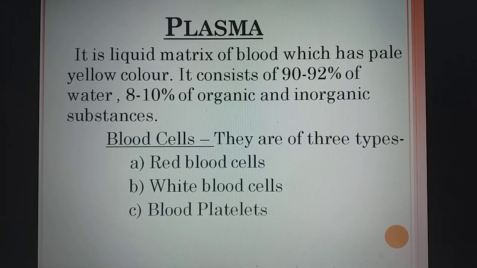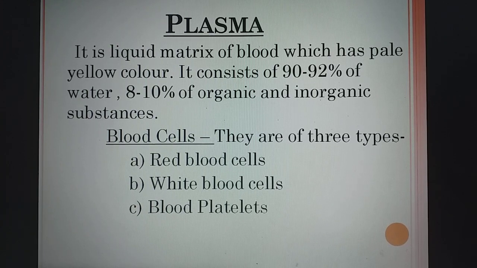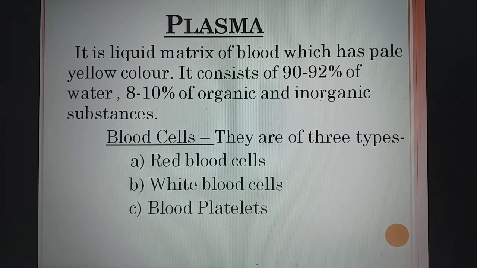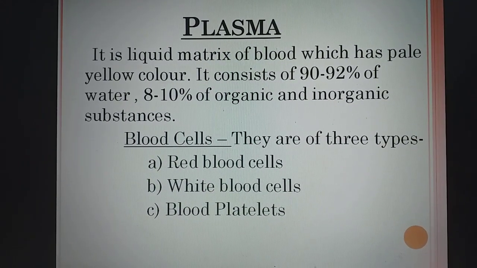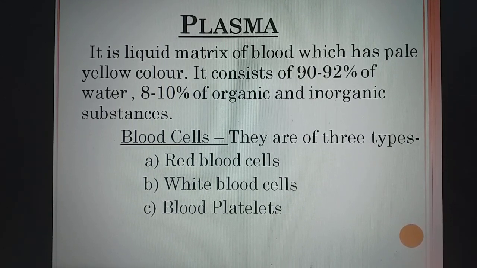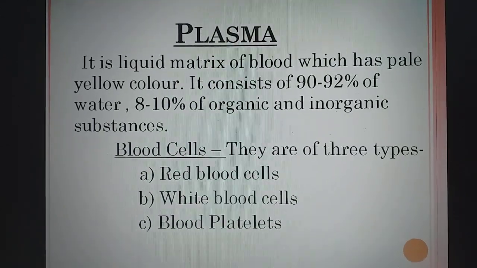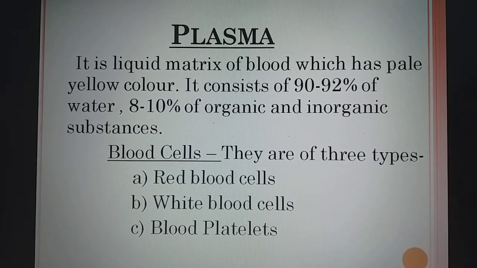First is plasma. Plasma is the liquid matrix of blood, which has a pale yellow color. It consists of 90 to 92% water and 8 to 10% organic and inorganic substances. Children, note here that when we strain tea with a strainer, the liquid that passes out can be considered the plasma, and the leaf that is left behind can be considered the cellular part of the blood. This cellular part is of three types: RBC, WBC and blood platelets. As the plasma does not contain RBC, that is the reason its color is pale yellow. But when RBC is there in the plasma, it gives it the red color.